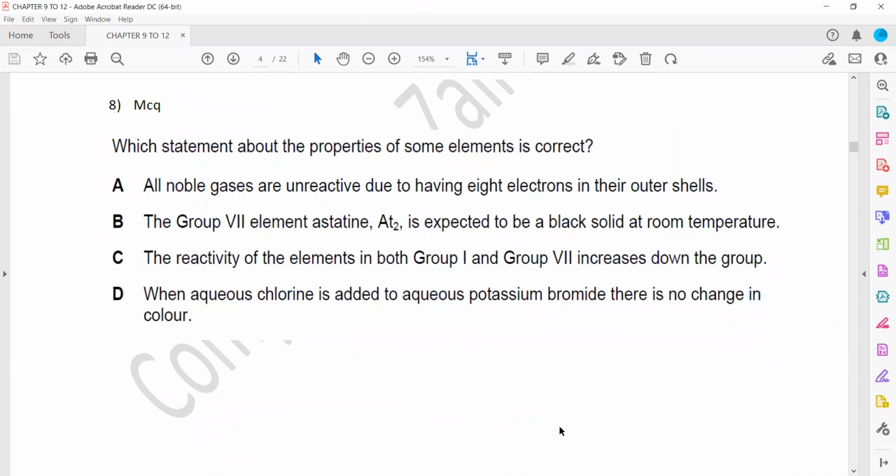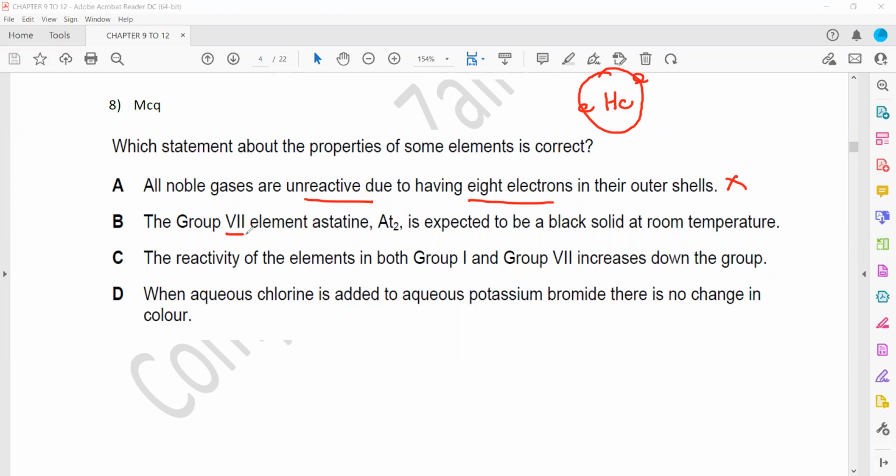Question 8. Which statement about the properties of some elements is correct? All noble gases are unreactive due to having 8 electrons in the outer shell. That is wrong. Why is it wrong? Because helium is also a noble gas, and helium has only 2 electrons. The first shell is the only shell, and it has 2 electrons. The reason is that they have a complete shell. Not all have 8 electrons.